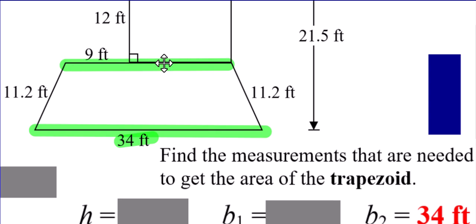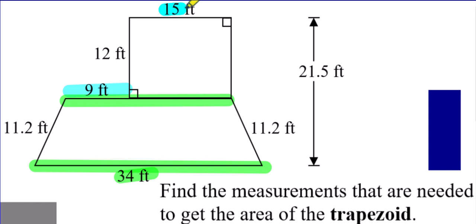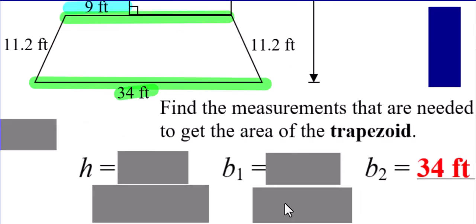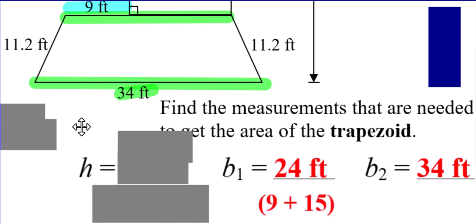But the other base is not just 9 feet. 9 feet only goes, let me change colors here, 9 feet only goes from here to here. That's not the full length of base 1. Oh, the 15 feet goes from here to here. Oh, so I need to add those measures together. The left and right length up here, the left and right length right here. 15 plus 9, that is going to give me the measure of base 1, which is 24 feet.